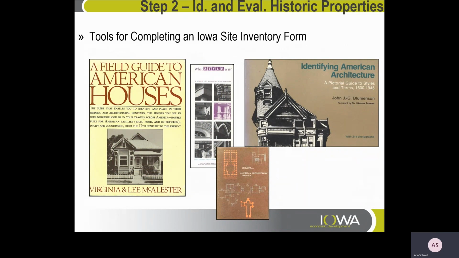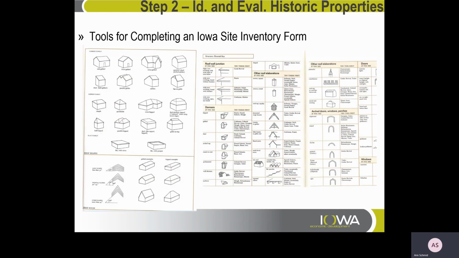These are some of my favorite books or publications that are available. You can Google any of these, but the Field Guide to American Houses provides excellent examples to give you those descriptive words on how to describe a roof style or a house shape or any of the architectural details for the different types of dormers or windows or arches that may be included on your structure that you're writing about.